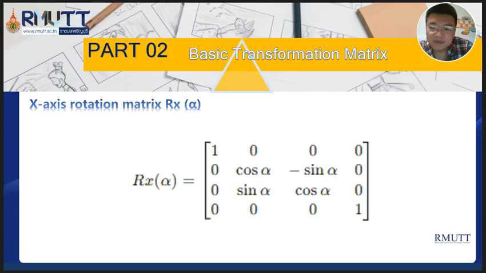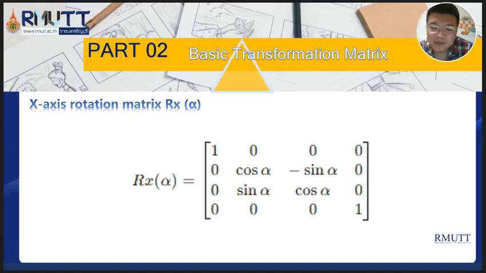Finally, the rotation about X by alpha, RX alpha. The first row is 1, 0, 0, 0; second row 0, cosine alpha, negative sin alpha, 0; third row 0, sin alpha, cosine alpha, 0; fourth row 0, 0, 0, 1.